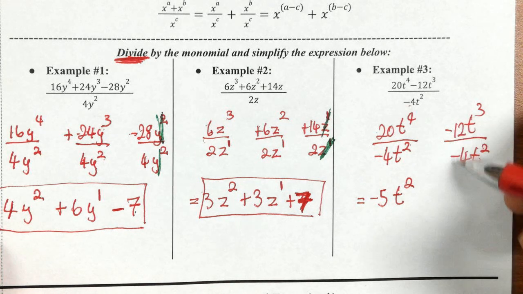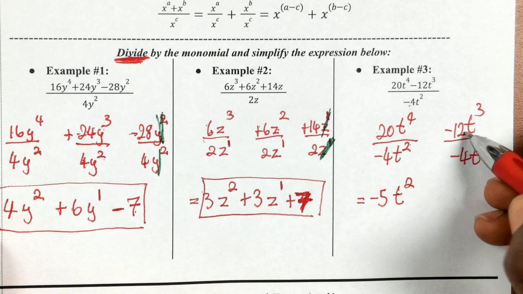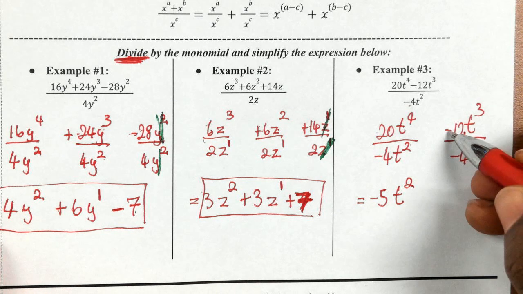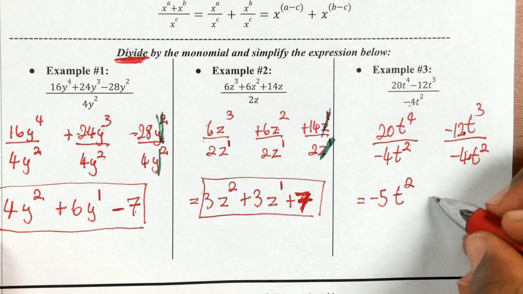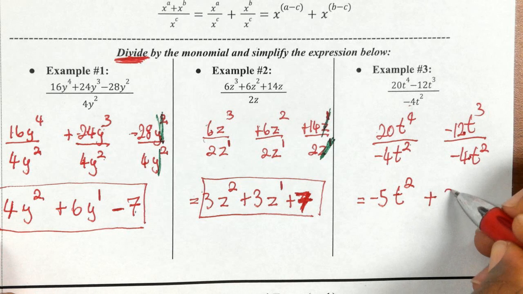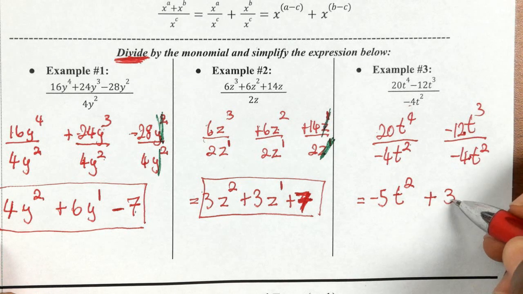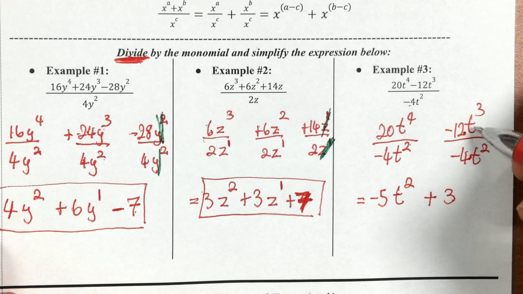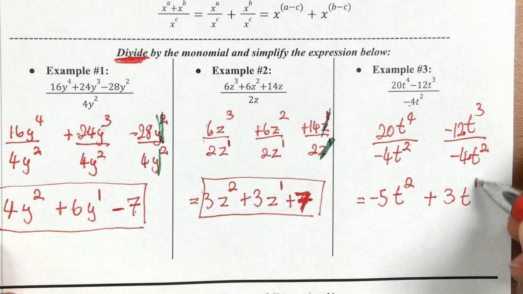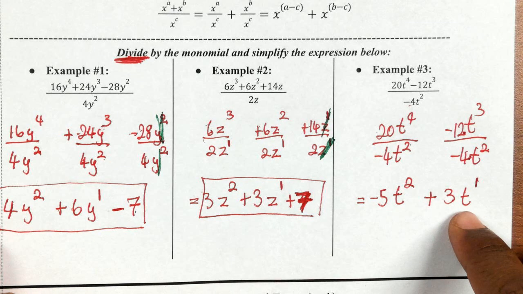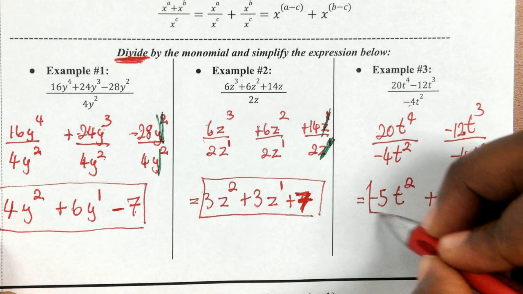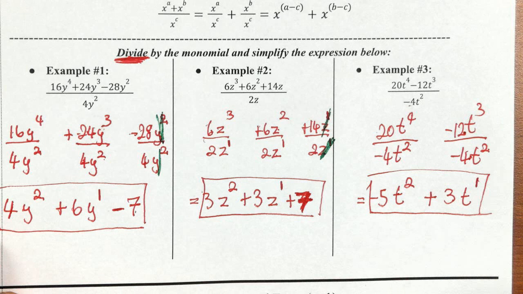Now we're going to do the same thing here. Negative 12 divided by negative 4, and a negative divided by a negative gives me a positive 3, because 12 divided by 4 is 3. So when you divide, you subtract the exponents. 3 minus 2 is 1. Or you can leave it as just t. So again, this is the answer.